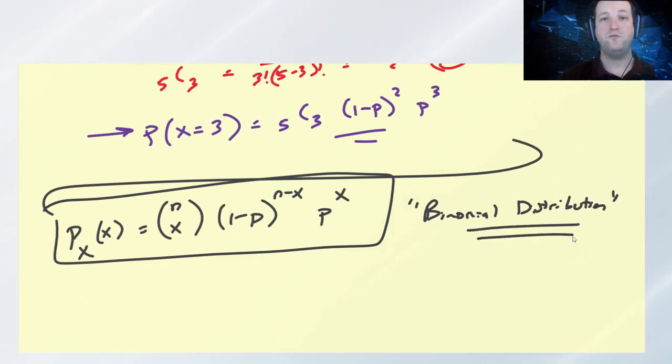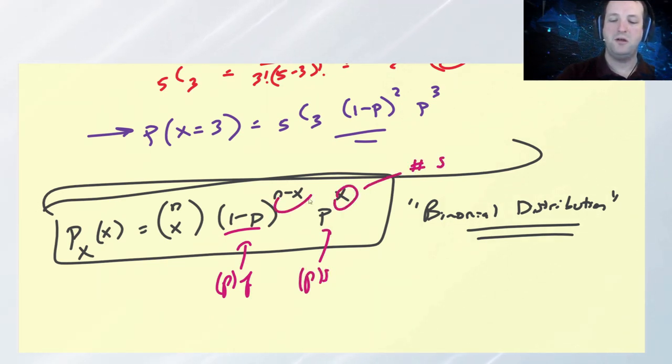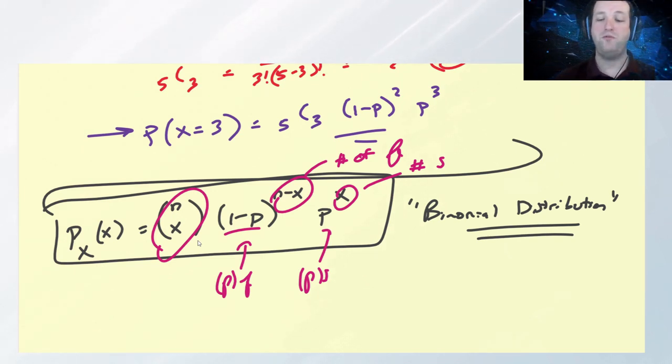Nice little distribution, extremely useful. So 1 minus p, that's the probability of failure. P, probability of success. X, number of successes. N minus x, number of failures. And n choose x is the number of combinations of that particular type of structure in the sample. That's pretty much the overview of the binomial distribution.